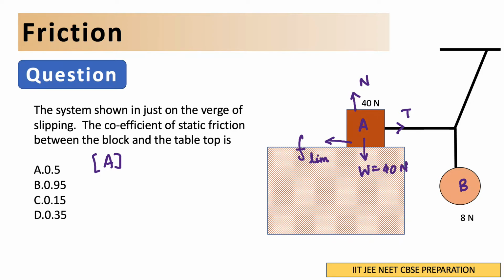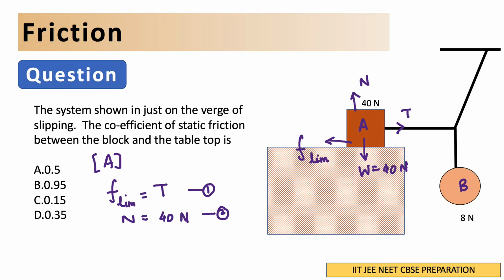Now the block A is at equilibrium, so we can write down the horizontal forces and balance them. So it becomes F limiting is equal to tension T, and this is the first equation. The second equation will be normal is equal to 40 Newton. This is in the vertical direction. So N is equal to 40 Newton. This is the second one.